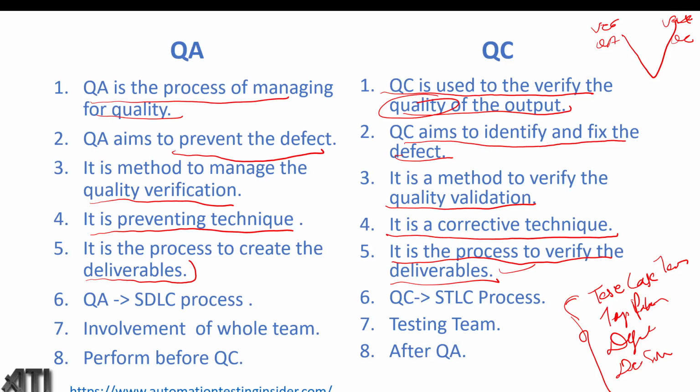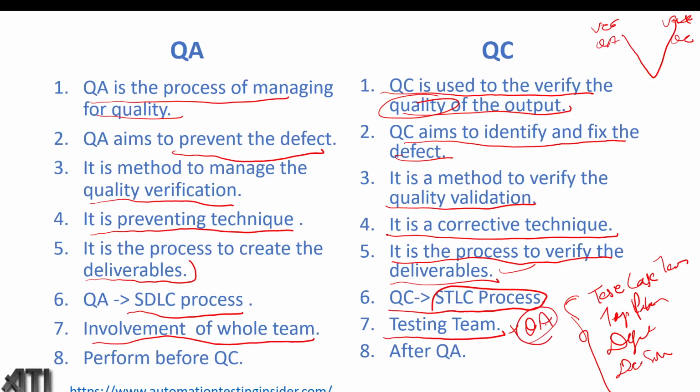QA is part of the SDLC, mainly the software development lifecycle, and QC is under the software testing life cycle. QA involves the whole team, and QC involves the testing team. Generally QA people, the quality analysts, perform before QC, and QC is performed after QA. The software development lifecycle, SDLC, will happen first, and once the product is ready, then the software testing lifecycle. So this is all about QA and QC.